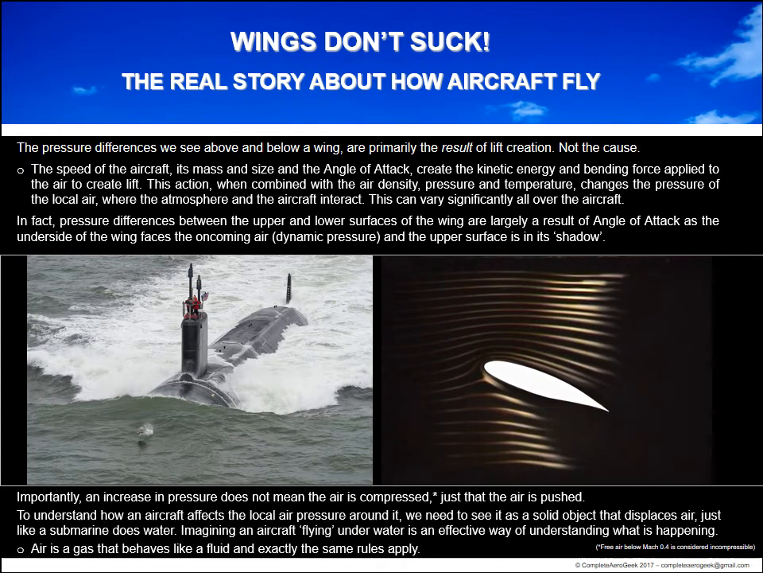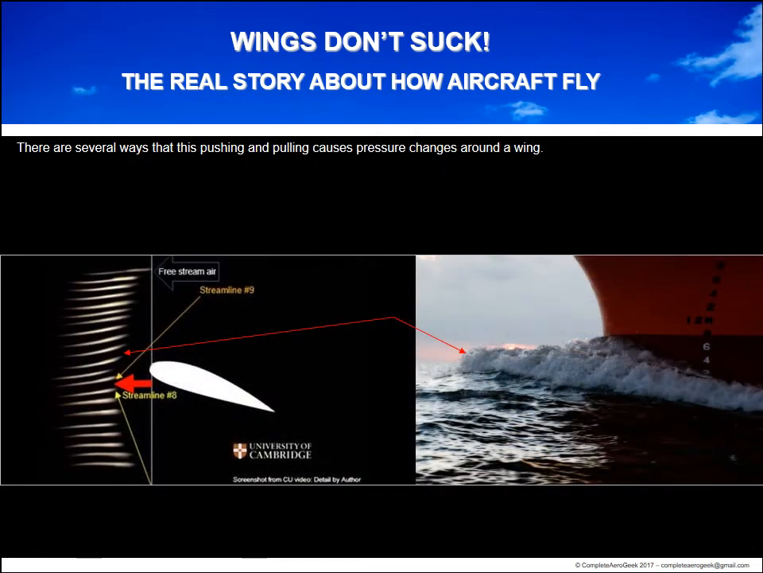To understand how an aircraft affects the local air pressure around it, we need to see it as a solid object that displaces air, just like a submarine does water. Imagining an aircraft flying underwater is an effective way of understanding what is happening. Air is a gas that behaves like a fluid, and exactly the same rules apply. There are several ways that this pushing and pulling causes pressure changes around a wing.